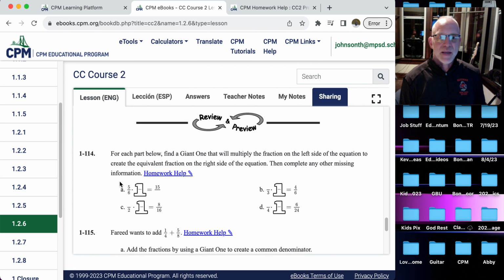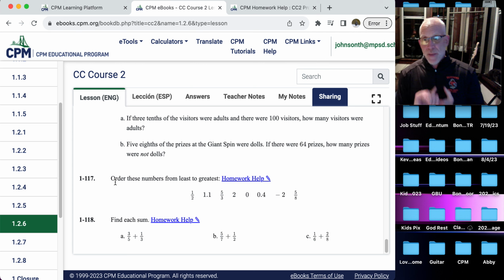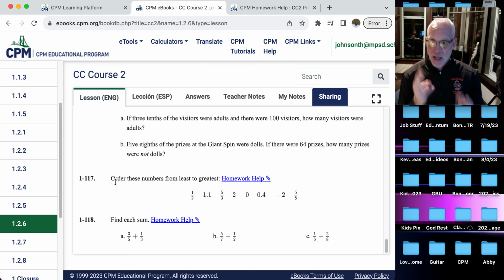1.2.6. We assigned the homework 14, 15, 16, 17, and 18. We reminded you that you keep your homework grades and your participation grades on Google Classroom, and you keep your standards-based formative and summative assessments on Infinite Campus.